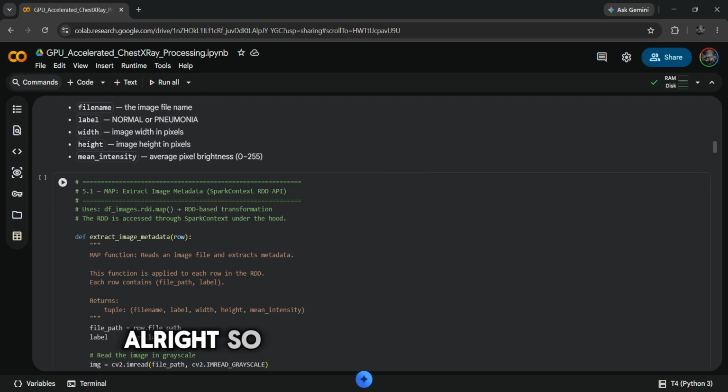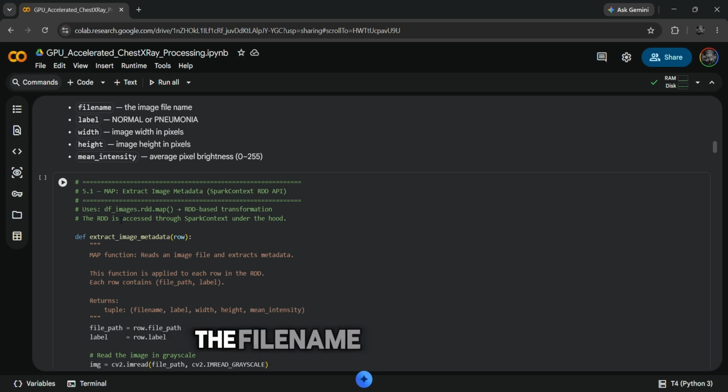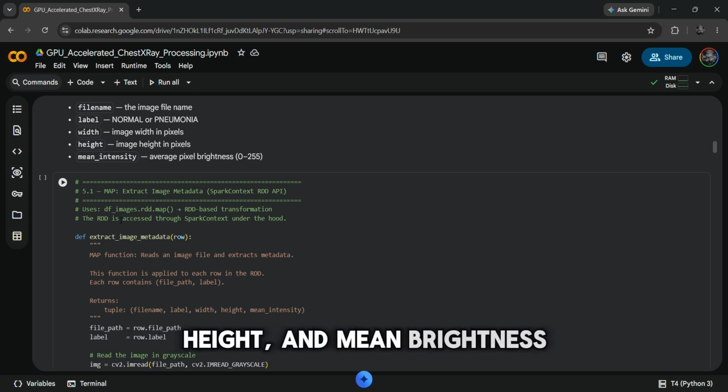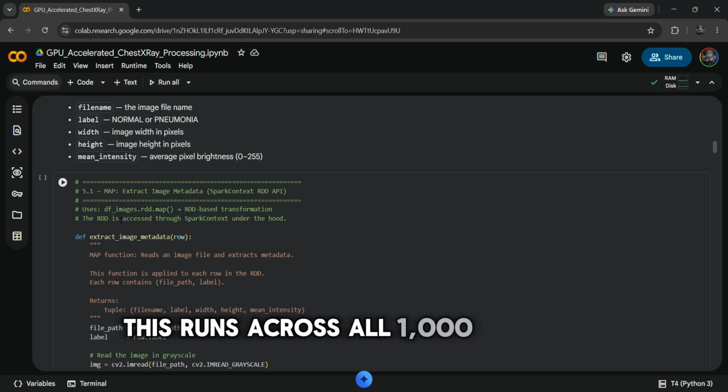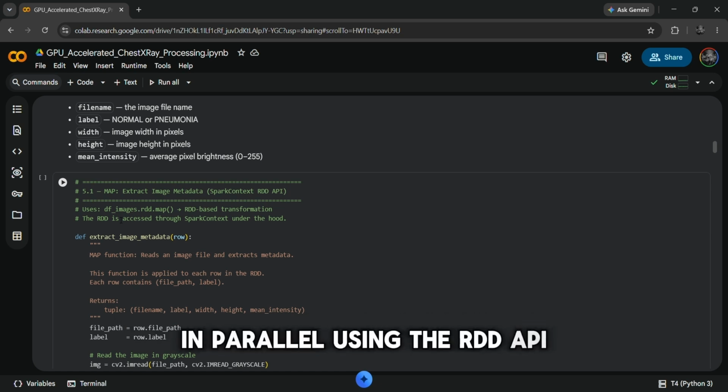Alright, so the first operation is map. Each image path is transformed or mapped into metadata: the file name, label, width, height, and mean brightness. This runs across all 1000 images in parallel using the RDD API.